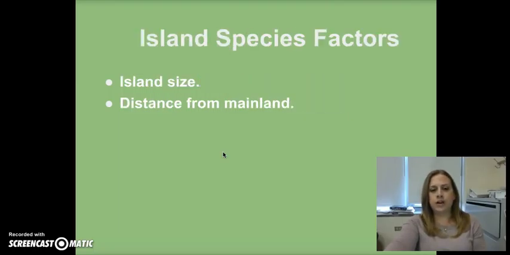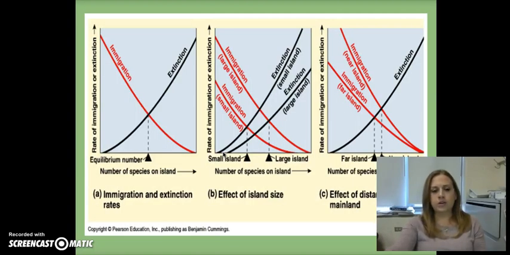And there's two major factors that we look at when we are studying island species. And those are going to be the island size and then the distance between the island and the mainland. And so if you're looking at these graphs, the y-axis is going to be the rate of immigration or extinction. And then here we've got the number of species on the island, and this is immigration and extinction rates. So as the number of species on an island increases, you can see extinction increases. And as the number of species on an island increases, immigration decreases.